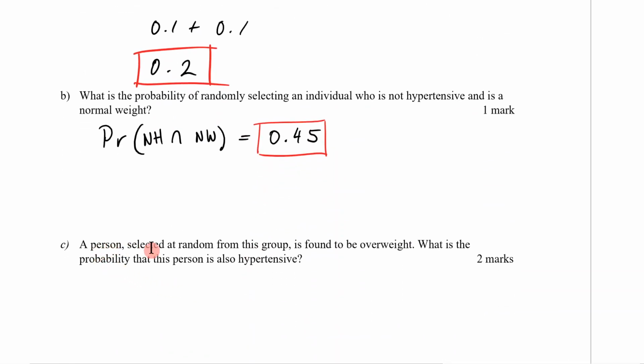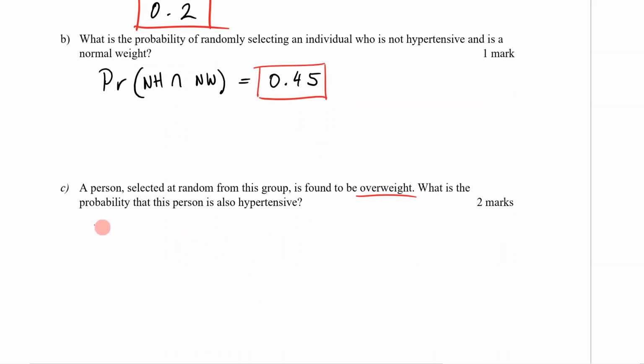Lastly, a person is selected at random from this group and is found to be overweight. What is the probability that this person is also hypertensive? It's really important when you're reading these questions to recognize when a situation is a given situation, and this is one of those scenarios. So it says a person is selected at random and is found to be overweight. So we know they're overweight. So given they're overweight, what is the probability that the person is also hypertensive? So what's the probability that someone is hypertensive given they are overweight? Let me go OW.